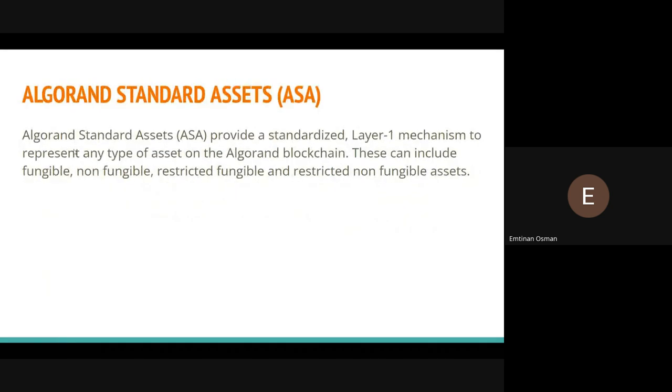So let's talk about the Algorand standard assets. These provide a standardized layer one mechanism to represent any type of asset on the Algorand blockchain. This is something special, a specific property of Algorand. It's not like on other blockchains, Ethereum for example, where you need to create a smart contract to create something like an NFT. But on Algorand, you have this standardized asset that makes everything easier to do. You can just set a few parameters and then create your NFT, for example.